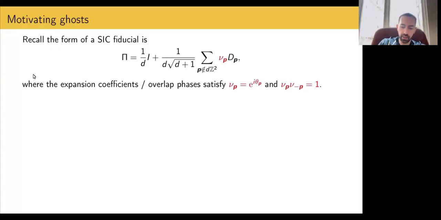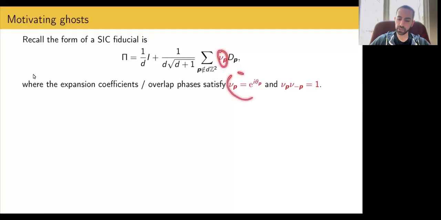So I'm going to introduce a tool that we use to study these, which we call ghosts. To motivate that, I want to just recap this definition of the SIC fiducial vector. Remember, we saw that I can always expand this thing in the displacement operator basis. And it's these expansion coefficients, which we called the overlap phases, that have special algebraic properties. So I have expansion coefficients that are complex unit phases, and I get this equation from hermiticity.